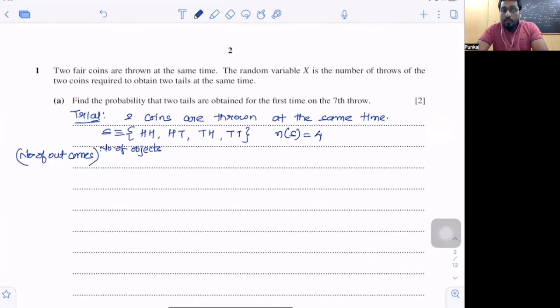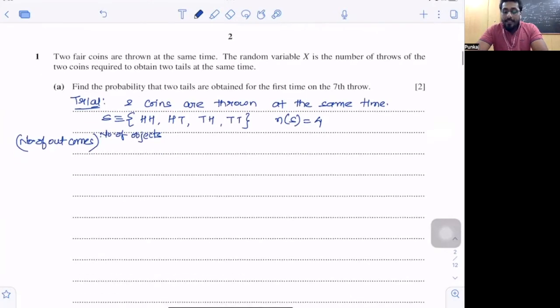It can be a continuous random variable. So here x is a random variable, which is what? Number of throws of the 2 coins. So how many throws are required for the 2 coins? First throw, second throw, third throw, and so on. How many throws are required to obtain 2 tails at the same time? So imagine this action that you are actually performing. Take 2 coins in your hand and you toss them. You toss them, right? So that's the first time you have tossed the 2 coins.